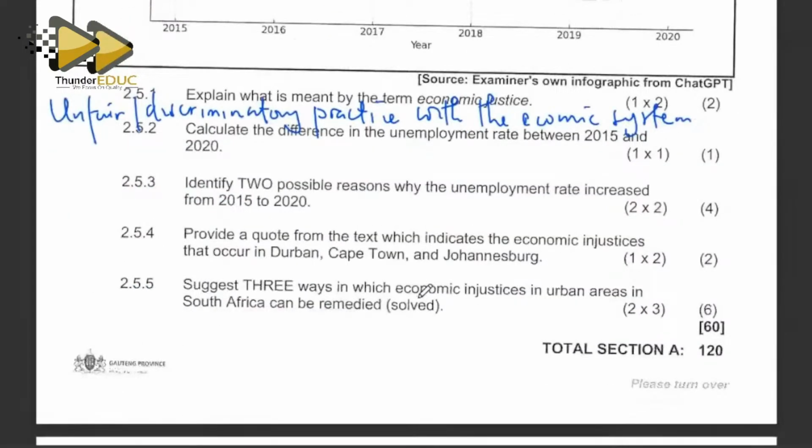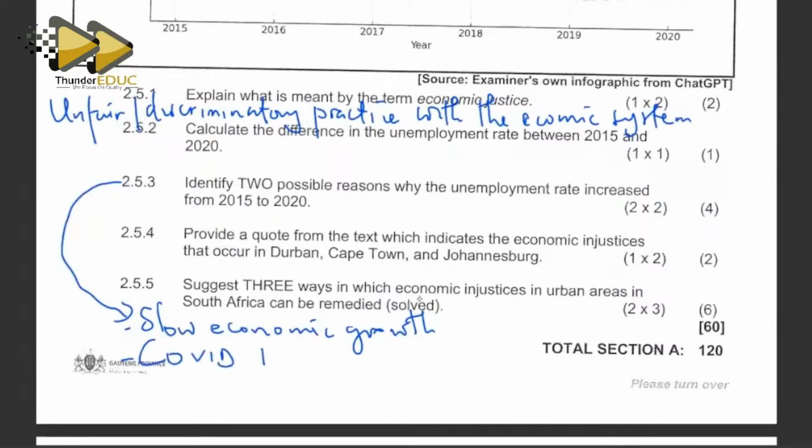Identify two possible reasons why the unemployment rate increased from 2015 to 2020. Right, we are trying to check on the possible reasons why unemployment was on the rise. What made unemployment increase? One of the most obvious reasons is slow economic growth, which has also facilitated the unemployment rate. And also, in 2020, we had the pandemic of COVID-19. It was also a contributing factor that led to unemployment figures rising sharply in 2020.